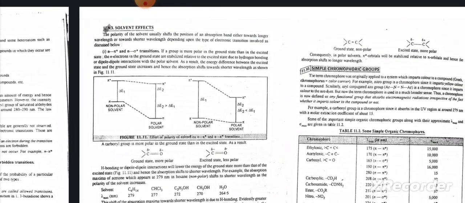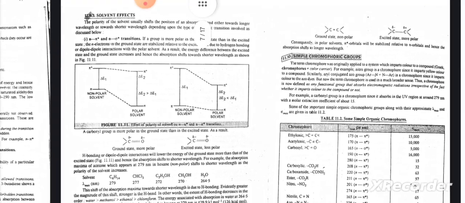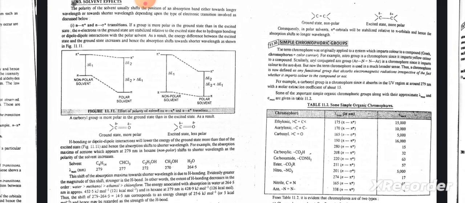Solvent effects. The polarity of the solvent usually shifts the position of an absorption band either towards longer wavelength or towards shorter wavelength, depending upon the type of electronic transition involved, as below. n to pi star and n to sigma star transitions. If a group is more polar in the ground state than in the excited state, the n electrons in the ground state are stabilized relative to the excited state due to the hydrogen bonding or dipole-dipole interactions with the polar solvents.